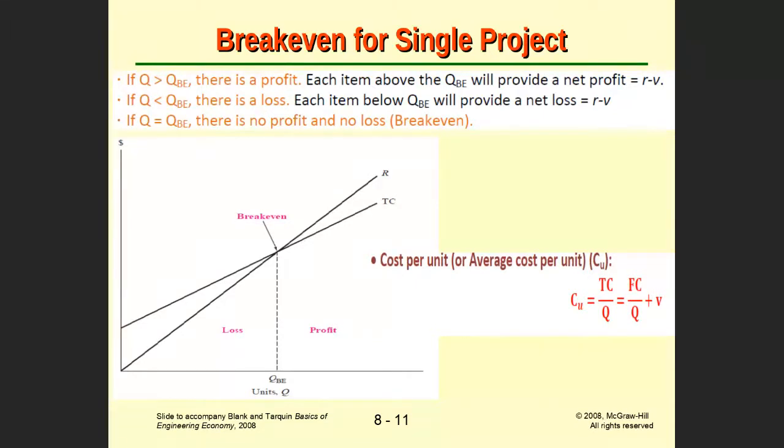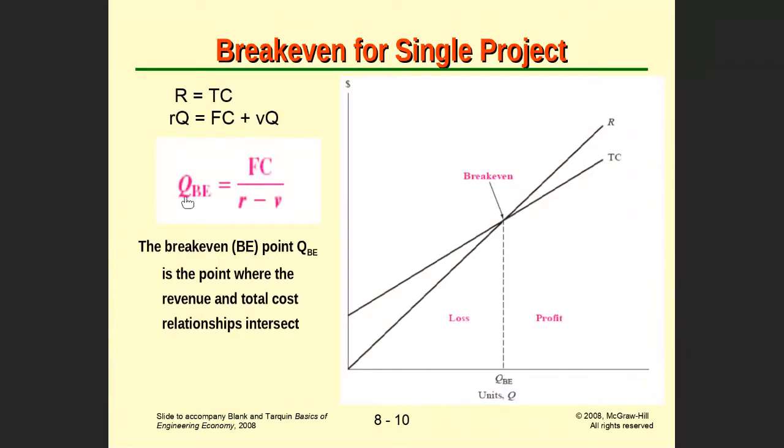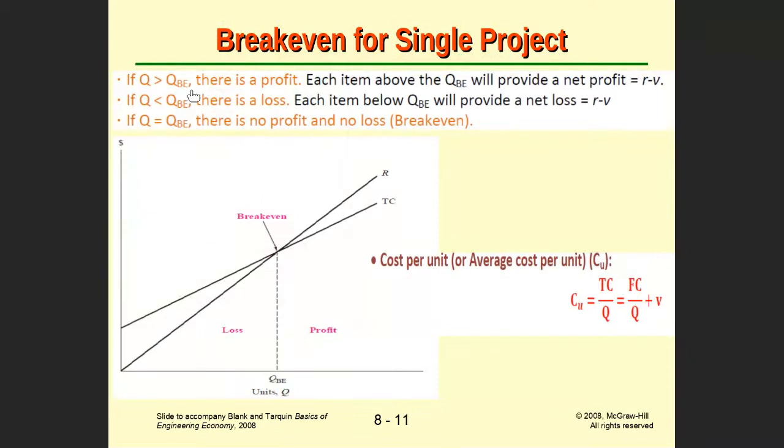So here is the condition about the quantity of break-even and the quantity that you are planning or producing. If the quantity break-even, which is found from the formula previously shown here, fixed cost over the revenue minus the variable cost, if the quantity is greater than the quantity of the break-even, that means there is a profit. If it is less than the break-even, there is a loss. If it is equal, that means there is no profit, no loss. It is the break-even point itself.